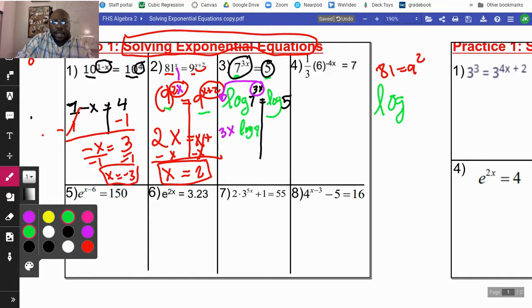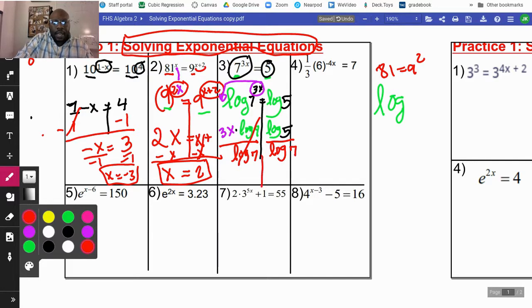And on the right side, you also have your log of 5. All right, now we're solving for x, right? So what do we do next? This is kind of like a multiplication, 3x times log 7. So what you do next is you're going to divide both sides by log 7. That way, we cross this out. Same thing here, divide by log 7.